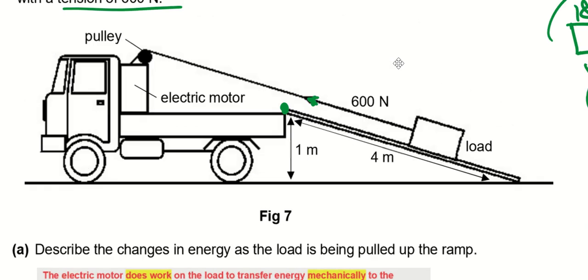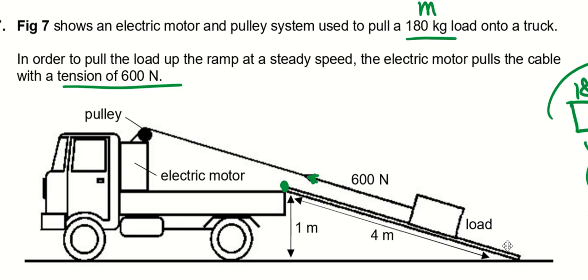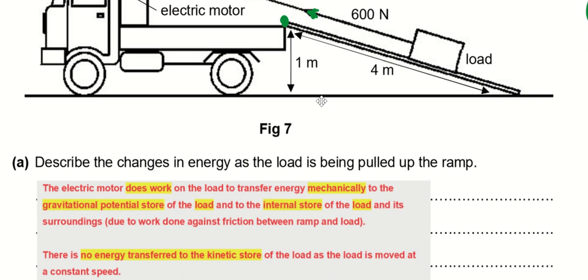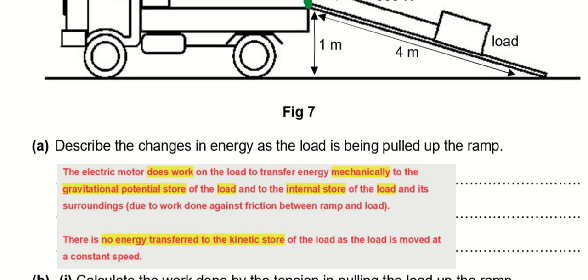Why? Because the question didn't say that the slope is frictionless. So as it's moving up, we have to do work against friction, right? So when we do work against friction, there is usually energy transferred to the internal store of the load, and if the load heats up, higher temperature, it will also transfer some of the energy to the internal store of the surrounding. Okay, you may want to play this back again, or maybe I just repeat.